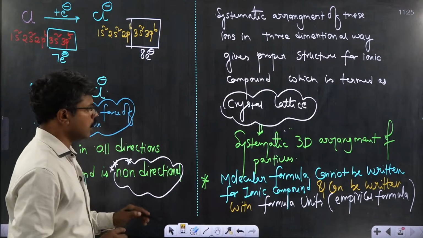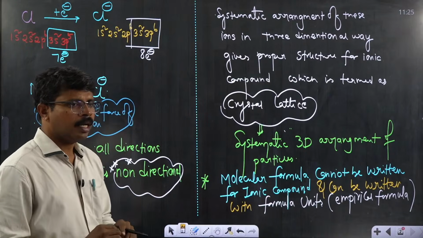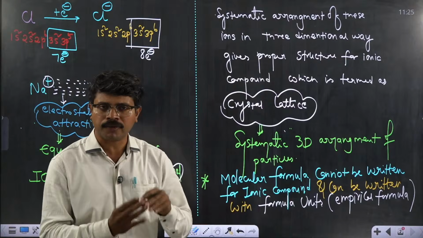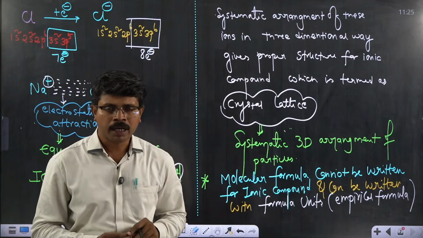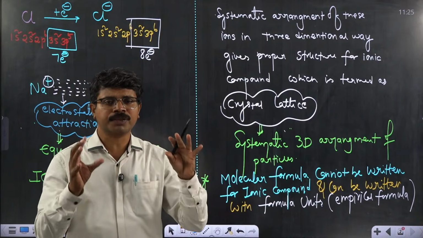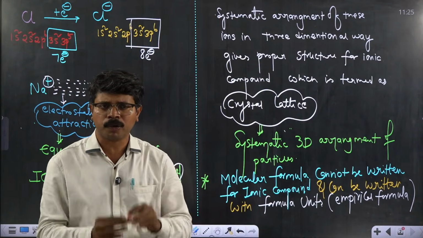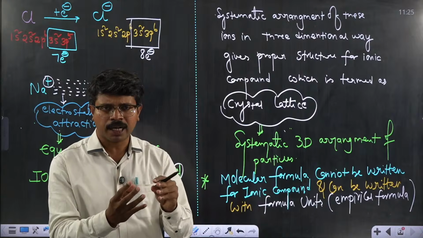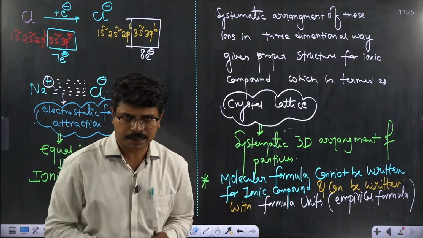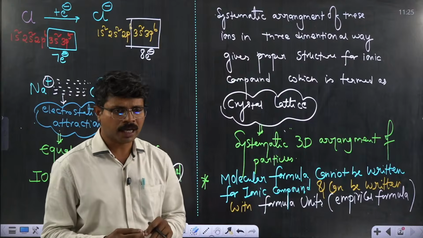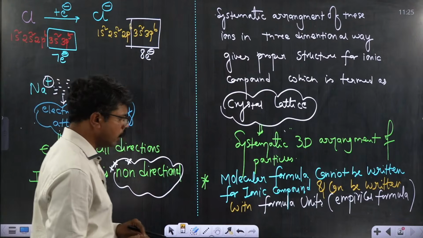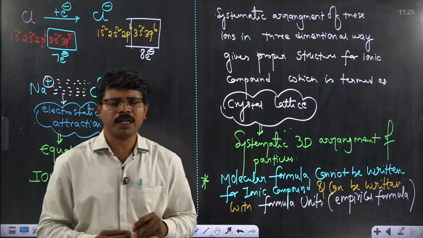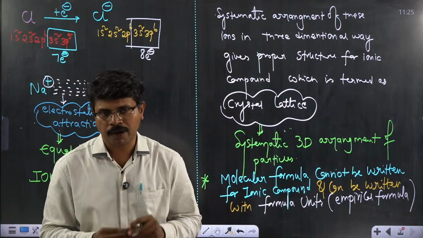I referred to crystal lattice. I hope this point is clear. Crystal lattice means systematic three-dimensional arrangement of oppositely charged ions of our ionic compound. So Na plus and Cl minus should be distributed in a three-dimensional way. That gives the proper structure for a given compound. That proper structure we can refer to as crystal lattice. We have various types of crystal lattice, but that is not our context. Then the last point I have given: these ionic compounds cannot be written with molecular formula. These can be written only with empirical formulas.